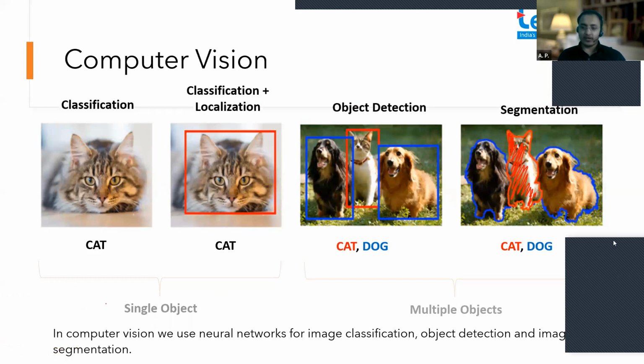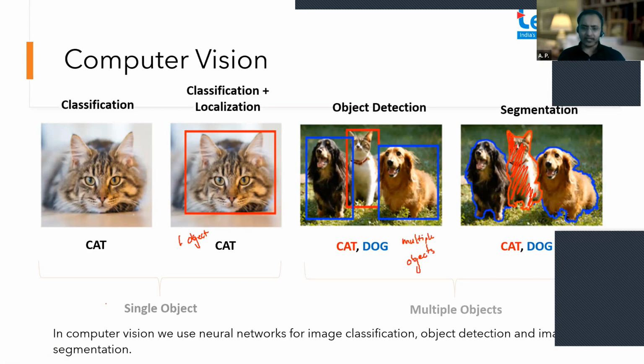Now, the difference between localization and object detection. In localization, you talk about only one image, only one object. And in object detection, you talk about multiple objects. Right, that's the main difference. So localization works at the image level, but object detection works inside the image at the object level. Right, so that's the idea. I hope that answers the question as well.